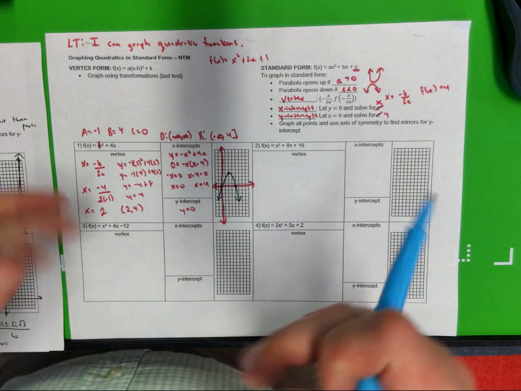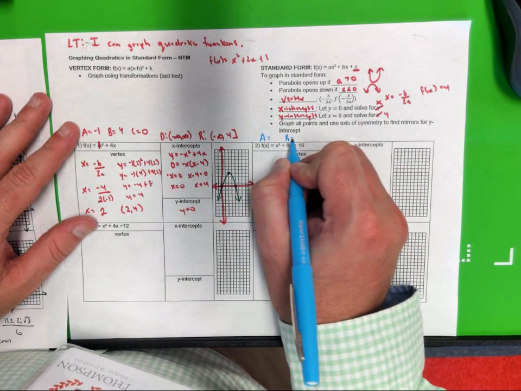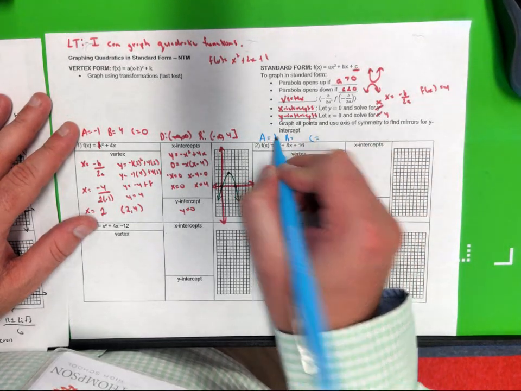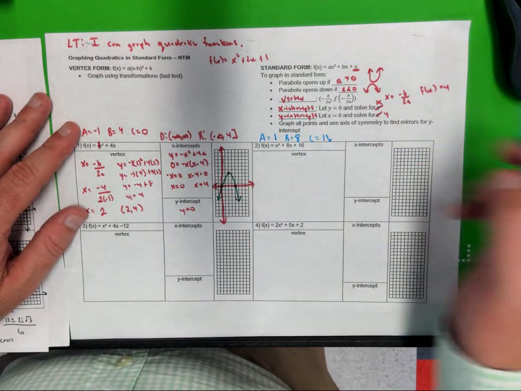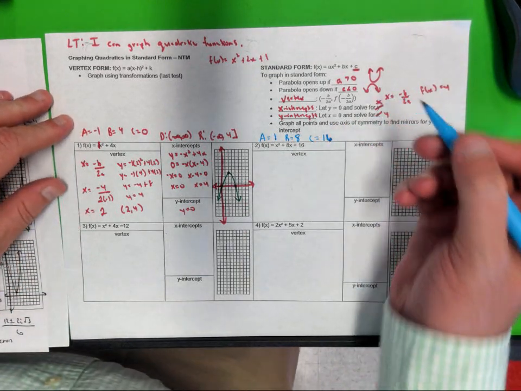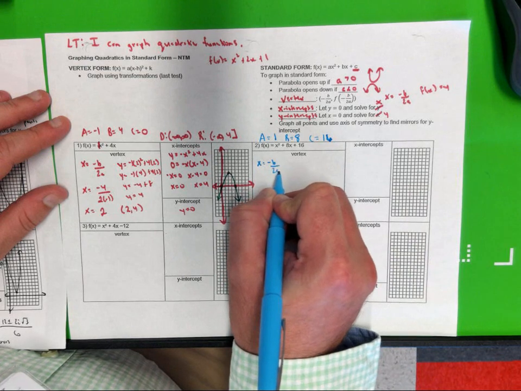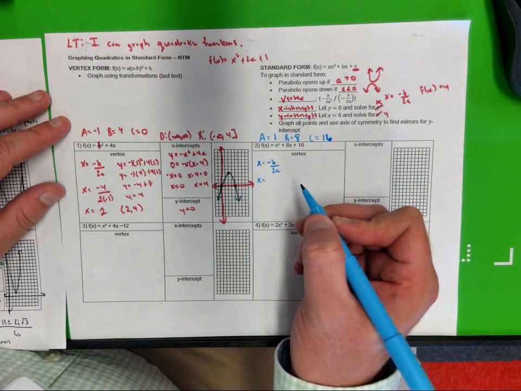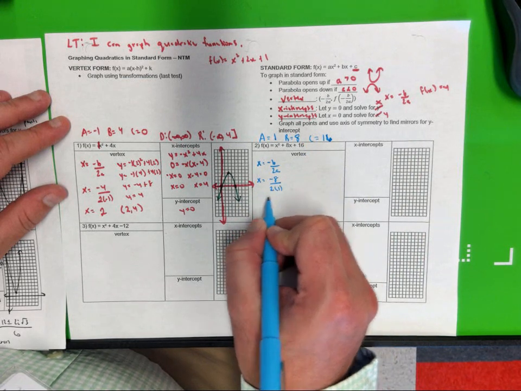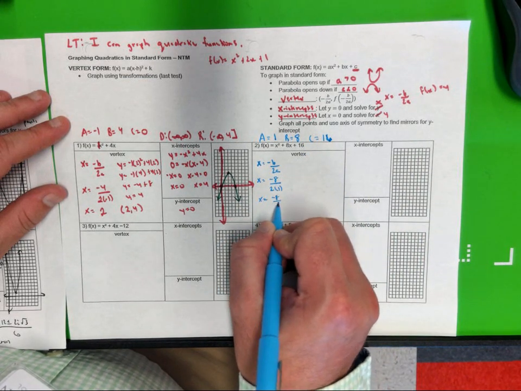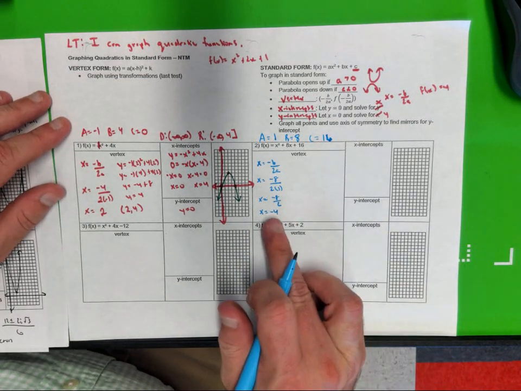Alright, let's look at number 2. Let's label our A, our B, and our C. Our A is 1, our B is 8, our C is 16. I'm going to find my vertex first. X equals negative B over 2A. Opposite of B is negative 8, over 2 times 1. X equals negative 4. So that's my X coordinate, my vertex.